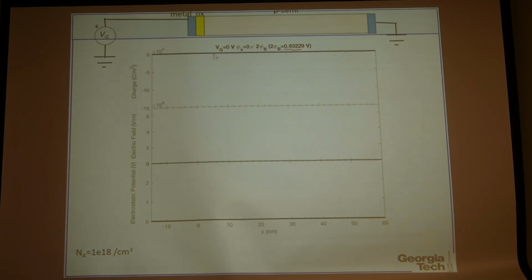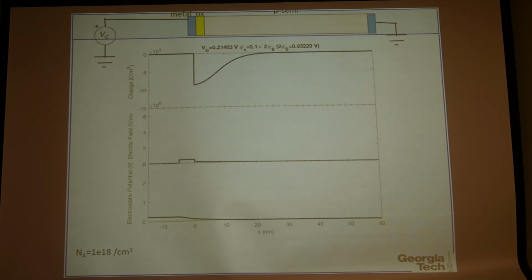And now we assume the gate voltage VG equals 0 to start with. Okay, so then we'll show some animation next. So let's say now we apply the gate voltage to be this 0.21 volts, which will give you the phi s like 0.1 of the 2 phi b.